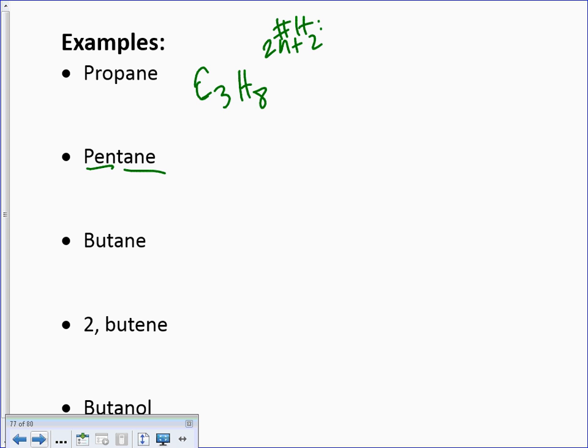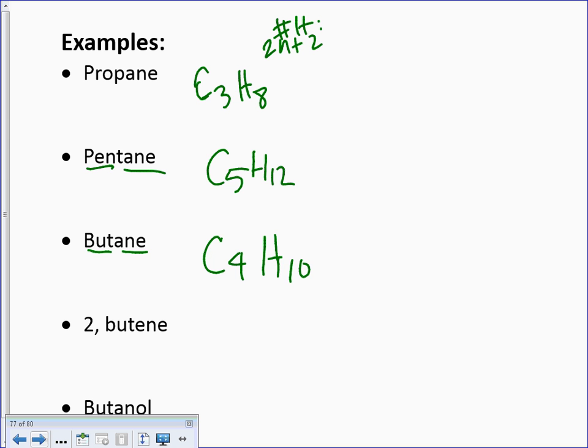Pent means 5 carbons. Ane means single bond, so 2n plus 2. Do that in your head. Say again. 12. Hydrogens are 12. Next, butane. C4. So you're doing in your head 2n plus 2 because it's an ane ending, so that would be 4 times 2 is 8 plus 2 is 10.